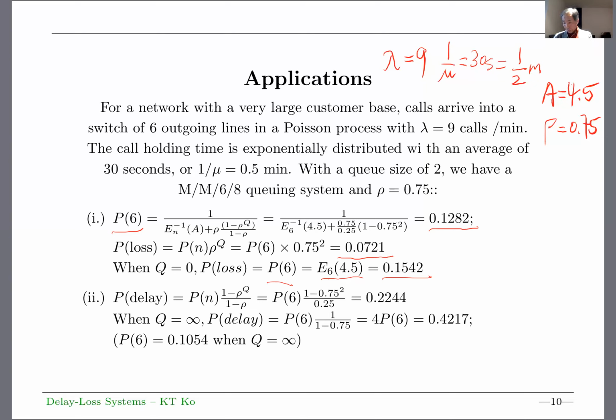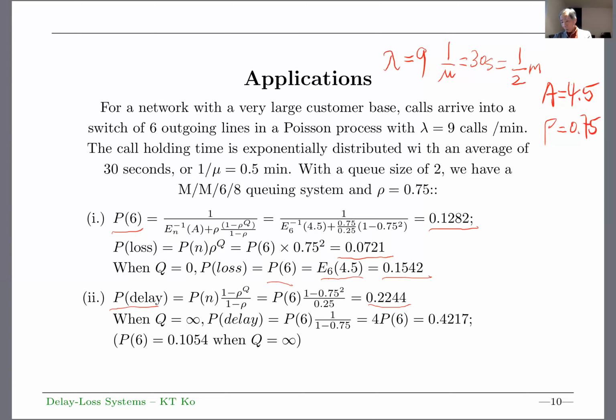Look at the case of P delay, which is similar to the result I showed you. So you find P6, and then you have this simple term. It turns out to be 0.2244. So in fact, one fifth of all the arrivals will be delayed, and about 7% will be dropped.